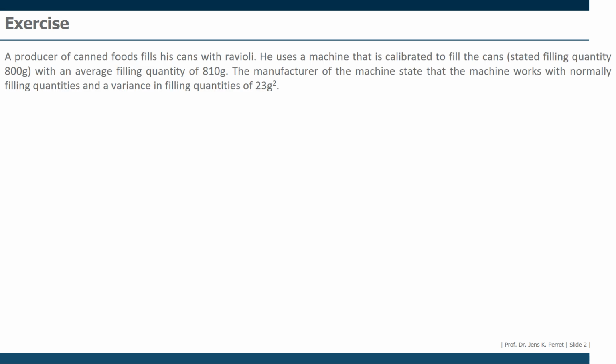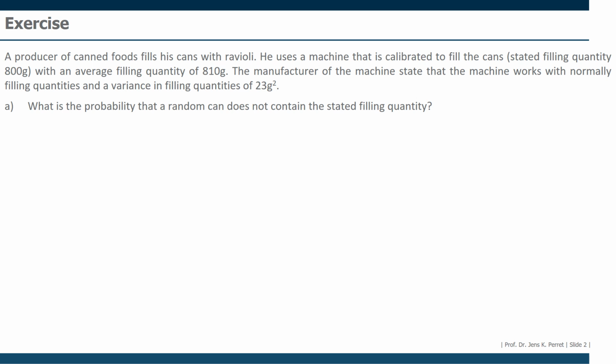Here we have a producer of canned foods who fills his cans with ravioli. He uses a machine that is calibrated to fill the cans with a stated filling quantity of 800 grams, with an average filling quantity of 810 grams. The manufacturer of the machine states that the machine works with normally distributed filling quantities and a variance in filling quantities of 23 grams squared.